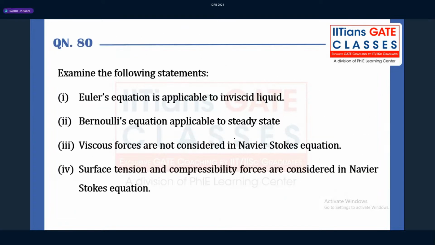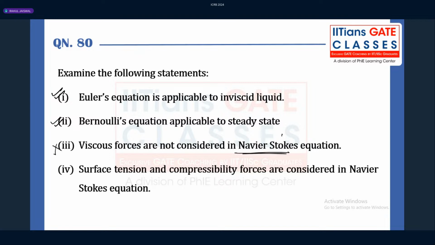Coming to this question, guys, examine the following statements. What are the statements they have given? If you go through this one: Euler's equation is applicable to inviscid flow. It's absolutely correct. The Bernoulli equation is applicable to steady state. It is one of the assumptions. The viscous forces are not considered. Yes, it is considered. It is wrong.